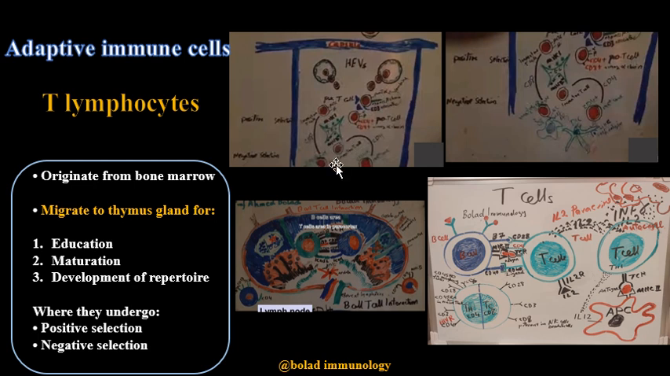Following that, they exit the thymus gland and patrol the body, where they reach the lymph node, and in the lymph node they interact with the B cell if they encounter an antigen.